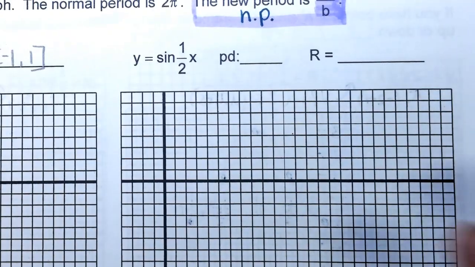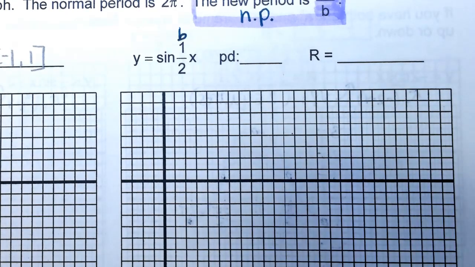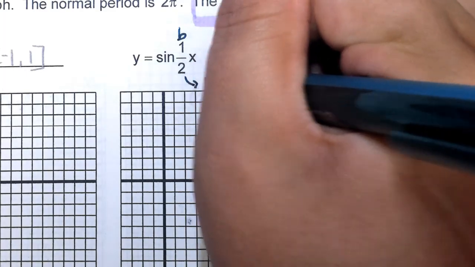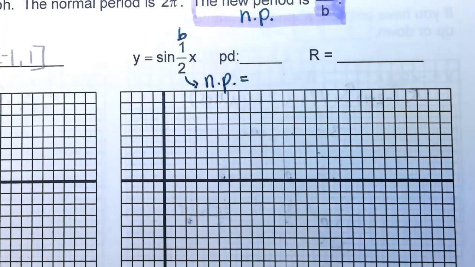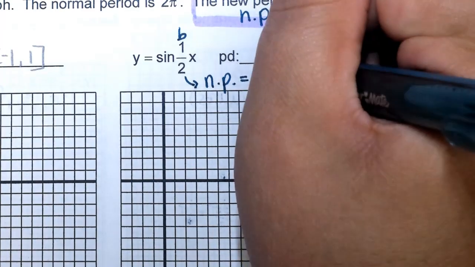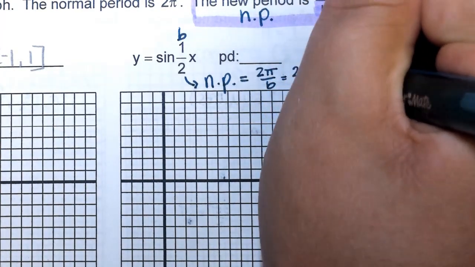Okay? So, let's look at this one. This one's fun. This one is going to be expanding. Do you agree this is a b value? Yes. And because it's a b value, I need to do what? My new period. Find my NP. How do I find my NP? 2 pi over b. 2 pi over b, or 2 pi over 1/2.